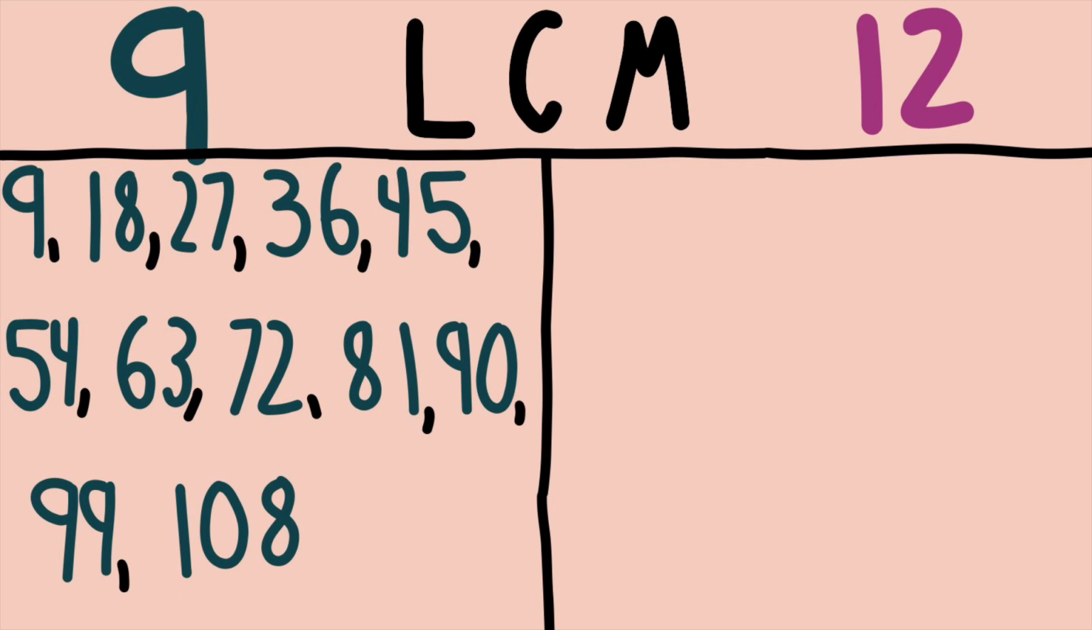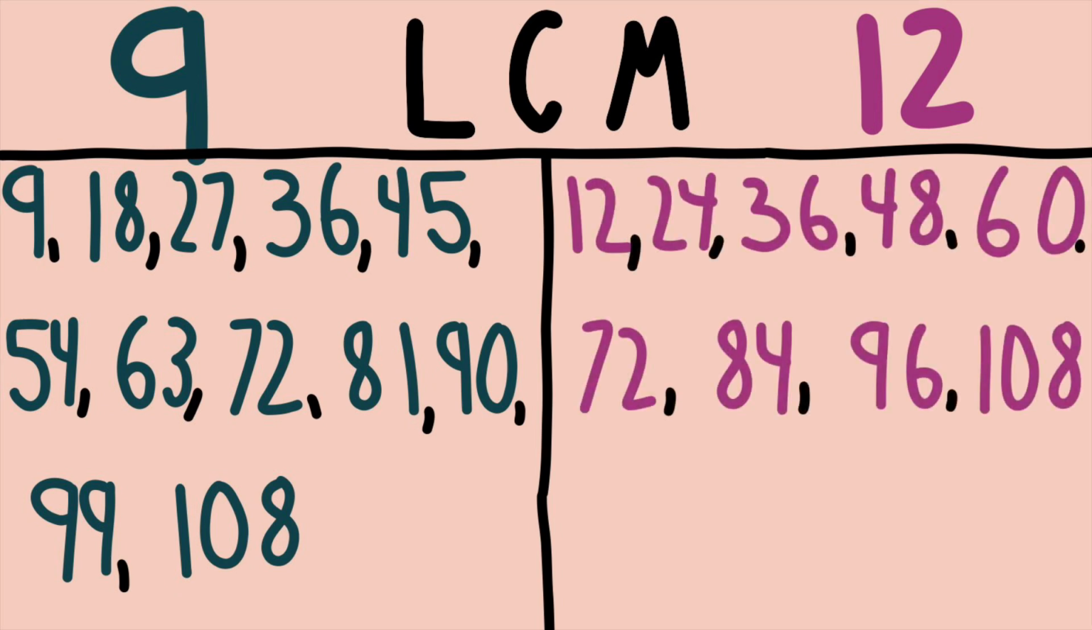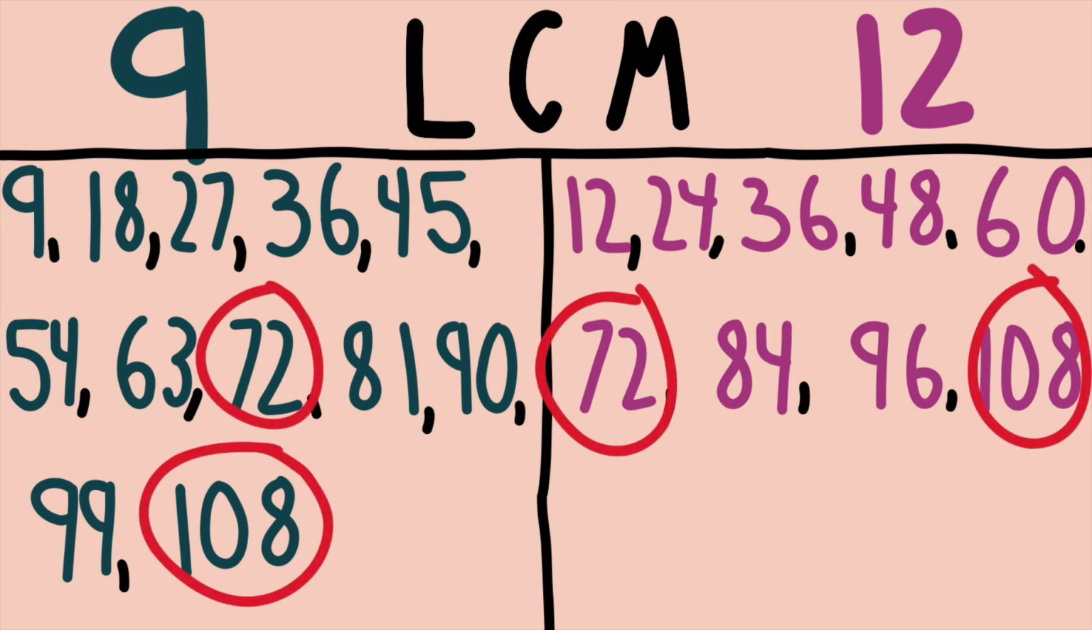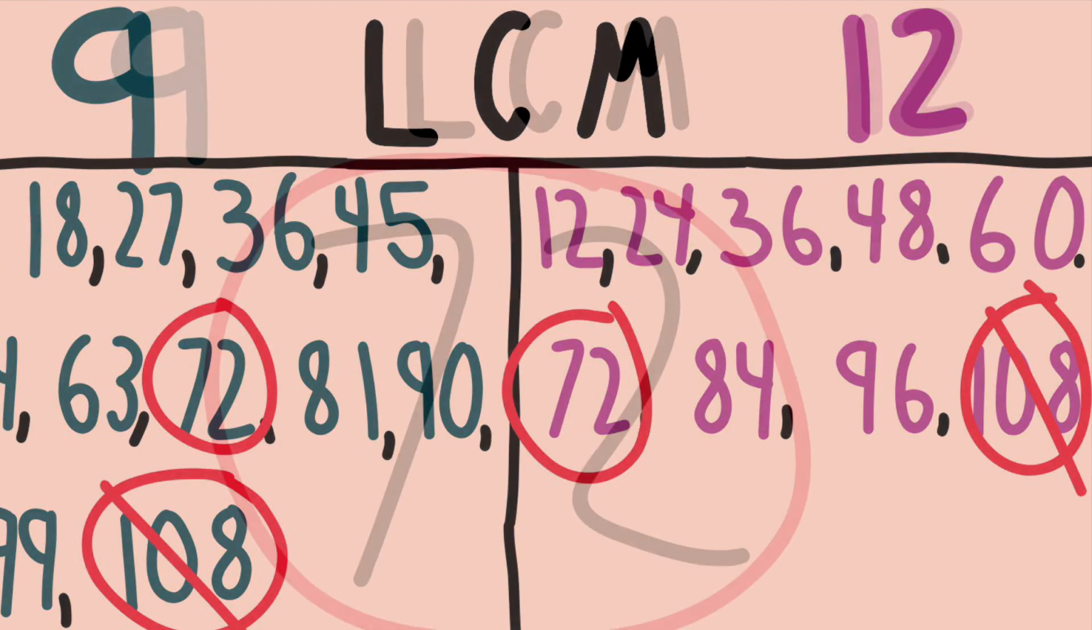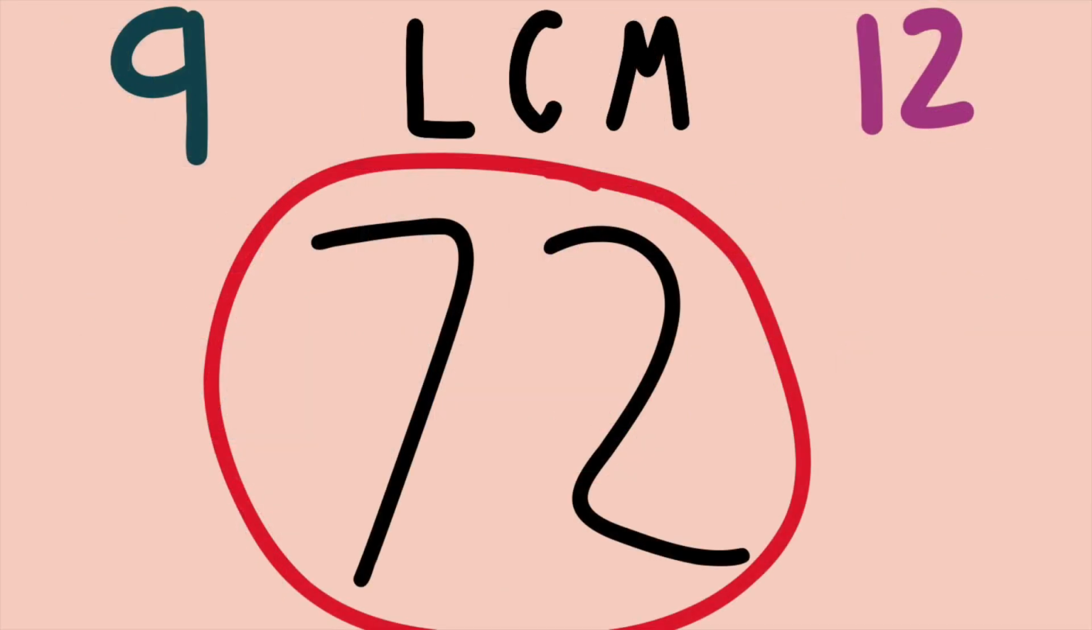Okay, so the first step you should have done is find the first 12 multiples of 9. Then you should have found the first 9 multiples of 12. Then you should have circled the numbers you see on both sides. And then crossed out 108 to get you your answer of 72. So the least common multiple of 9 and 12 is 72.